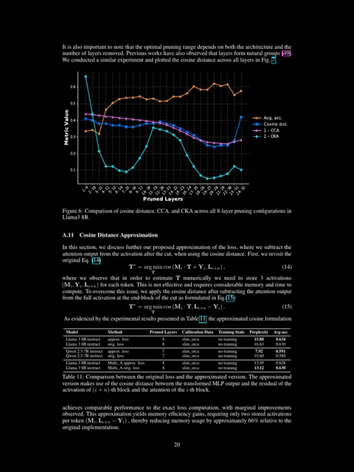In this section, we discuss further our proposed approximation of the loss, where we subtract the attention output from the activation after the cut. When using the cosine distance, first we revisit the original Eq. 14, T* = argmin_T cos(M·T, Y), where we observe that in order to estimate T numerically, we need to store three activations for each token. This is not effective and requires considerable memory and time to compute.